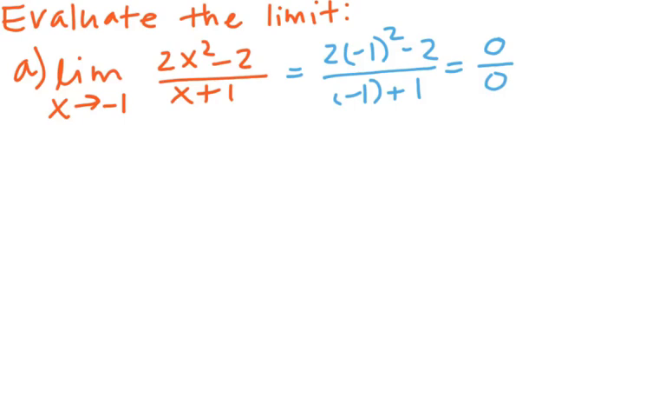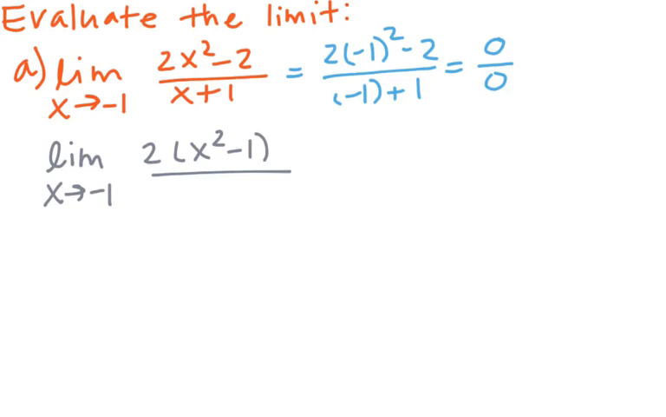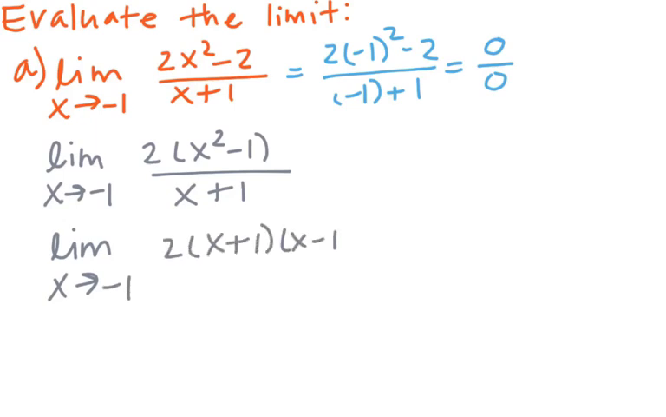And remember, if this were the case, where we had 0 over 0, this was our sign that there was some sort of hole we could simplify. And so with these, we often did some sort of factoring. So let's do that real quick. On the top, I can factor out a 2, get x squared minus 1, which of course factors into x plus 1 and x minus 1, over that x plus 1.